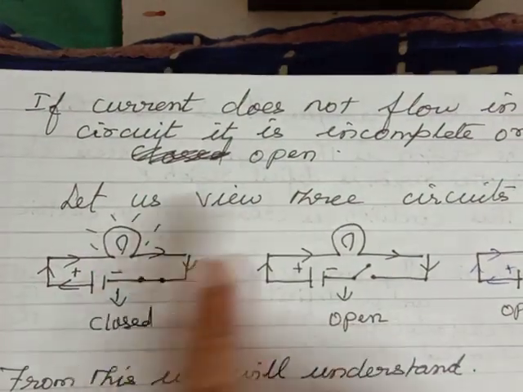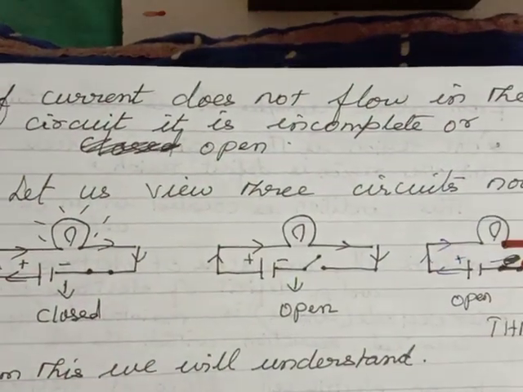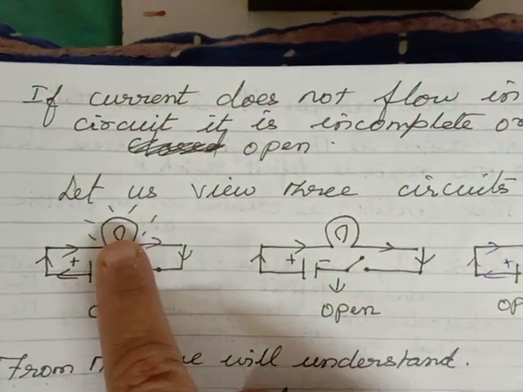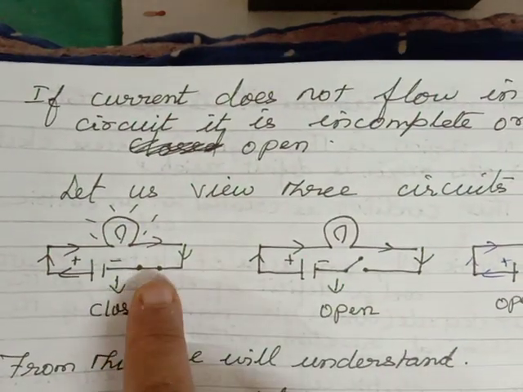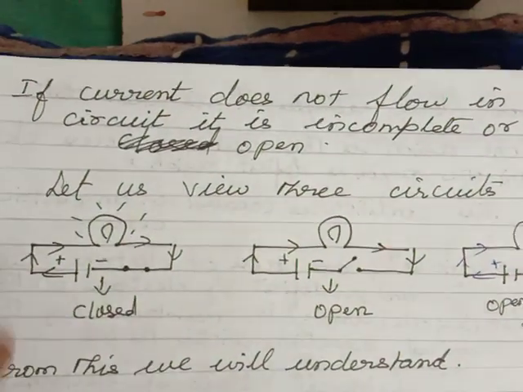Let us from this understand what is an open circuit also. Let us view these 3 circuits carefully. See the first diagram. Is it closed or not? If it is closed, the bulb is glowing. Okay, look at the symbol here. So already it is closed, therefore the bulb is glowing and it is a closed circuit.